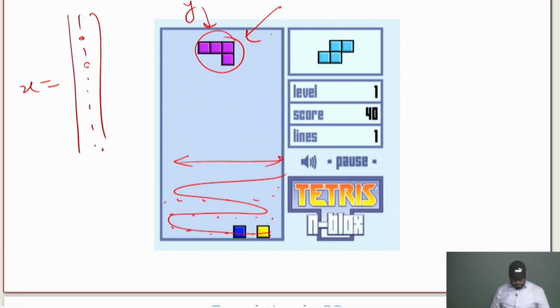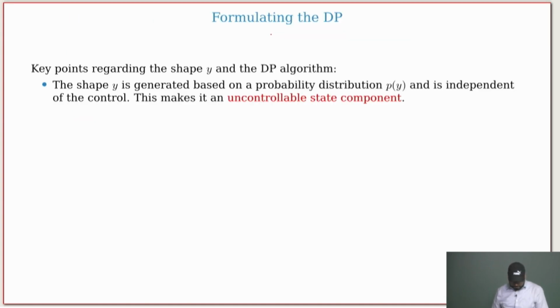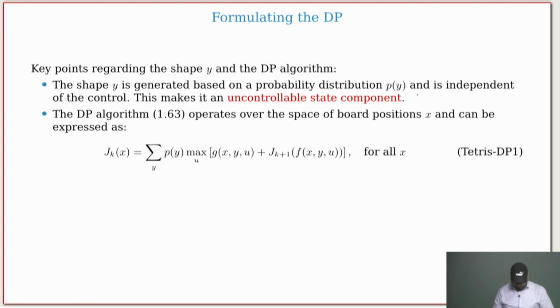So that itself makes this problem interesting, that which block I will observe, I don't really know. So it will come via some probability distribution. The shape y is generated based on, let's say, some probability distribution py, and is independent of the control. So that is independent of the control I take. I don't know what next will show up. So this makes it an uncontrollable state component.